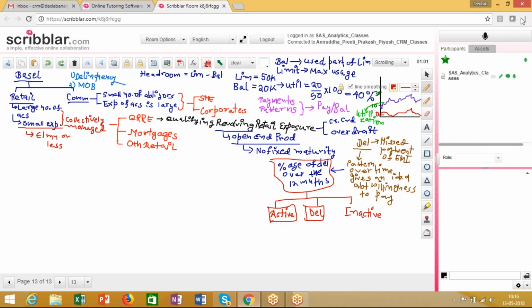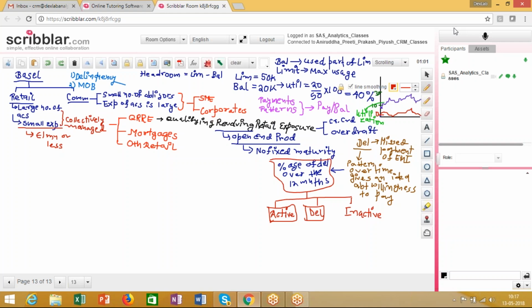So this is how the delinquency variable becomes important. Now, what I've said is I have just defined a very specific variation of this delinquency variable. There would be other variables as well. So there can be other variants of this delinquency variable which can be created.